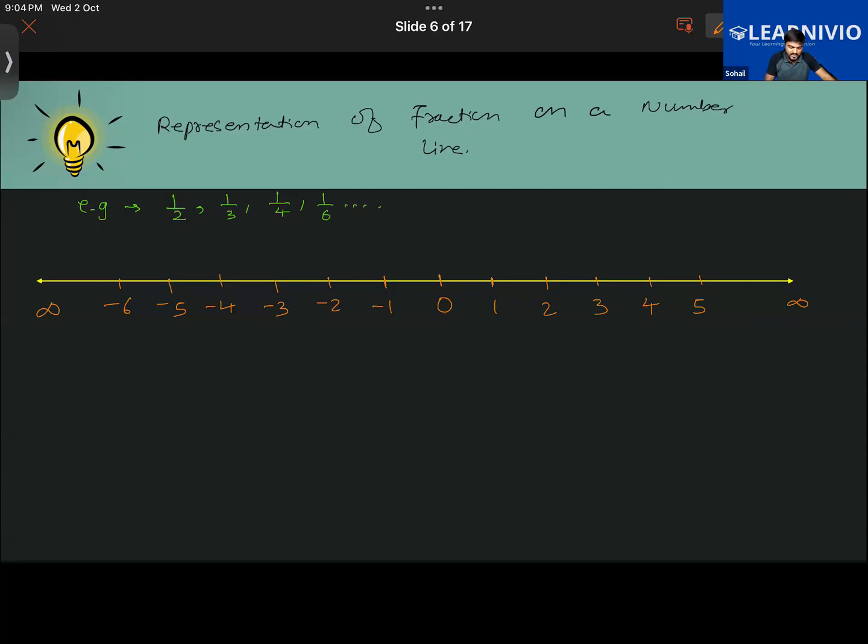Getting it now? If one is here, two is here. Two can't be here. There is equal spacing between the numbers, as you can see, which I have written here.